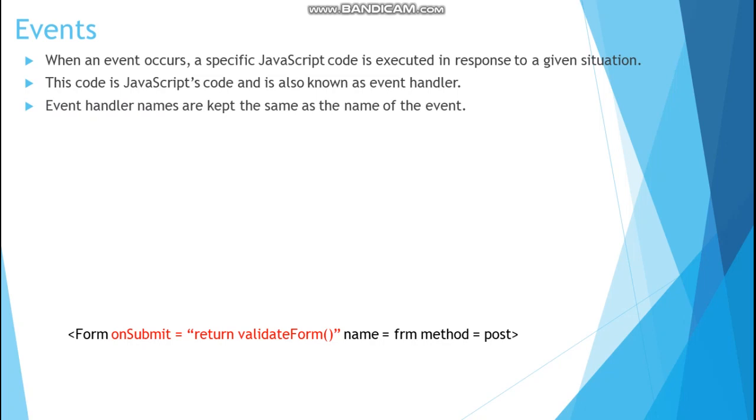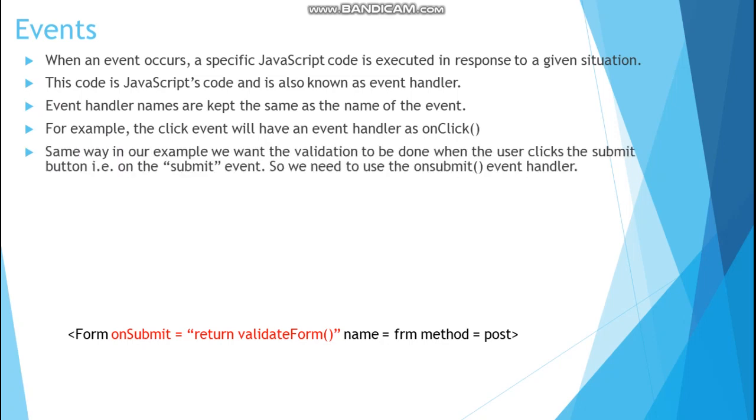Event handler names are kept the same as the name of the event, with on in front. For example, the click event will have an event handler as onclick. So if you want to handle the click event, then the name of the event handler is onclick. In the same way, for submitting the form, the name of the event handler is onsubmit. So in our example, we want the validation to be done when the user clicks the submit button, that is on the submit event. So we need to use the onsubmit event handler. This event handler will call the function validateForm.